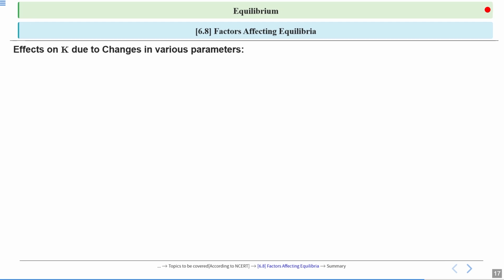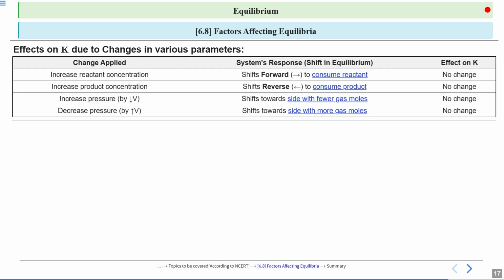Now we will see what are the effects on K due to changes in various parameters. See, what are the things that we have seen? If I increase the reactant concentration, then the reaction will move in the forward direction to consume that extra reactant. But there will be no change in your equilibrium constant. If you are increasing the product concentration, then to consume that extra product, the reaction will shift backward, but the equilibrium constant will not change its value.